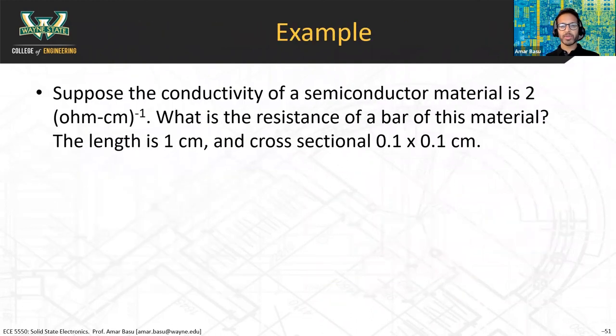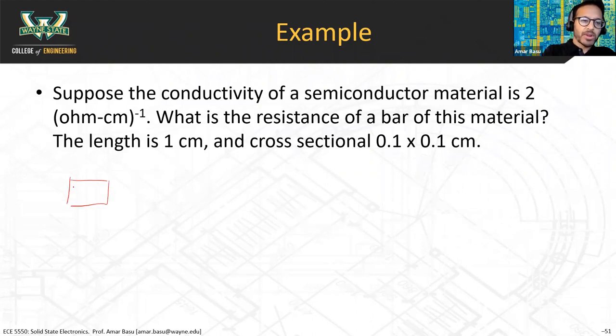All right, let's back out for a second here and do this quick example. In the interest of time, I'll walk you through this example real quick. Suppose the conductivity of a semiconductor material is 2 ohms per centimeter. What is the resistance of a bar of this material? Length is 1 centimeter, cross-sectional area is 0.1 by 0.1 centimeters.